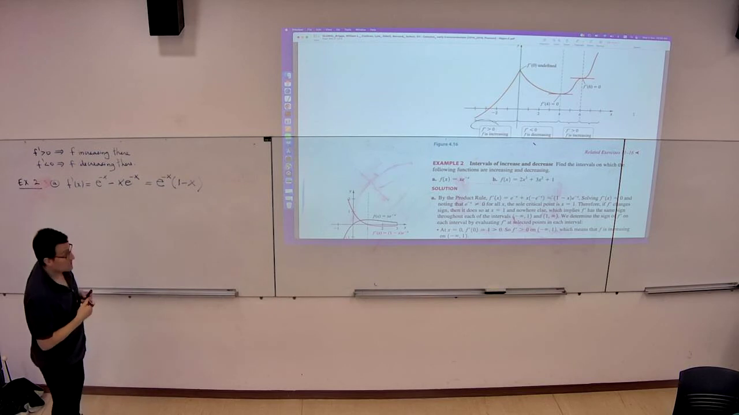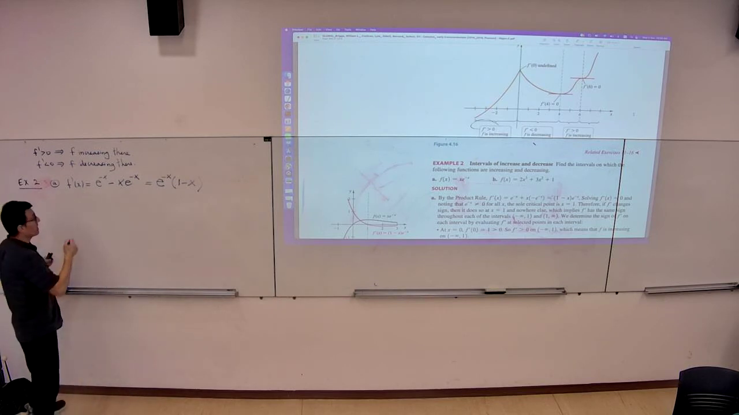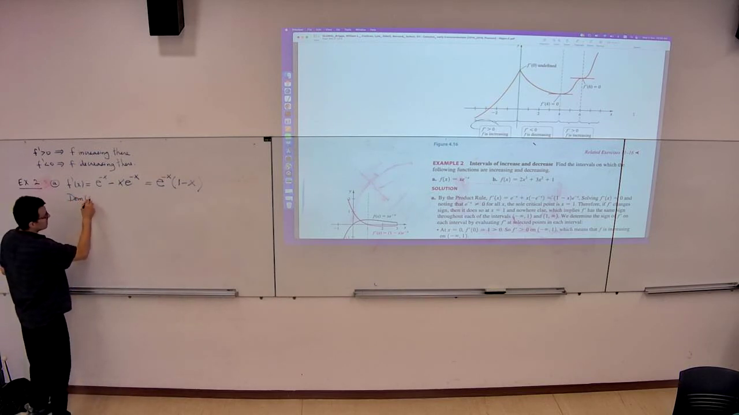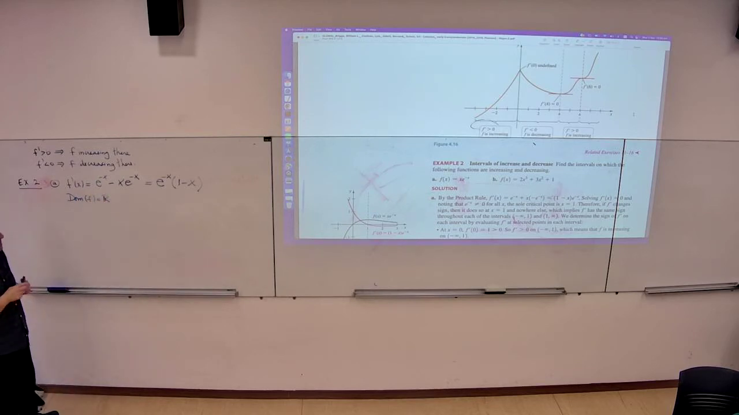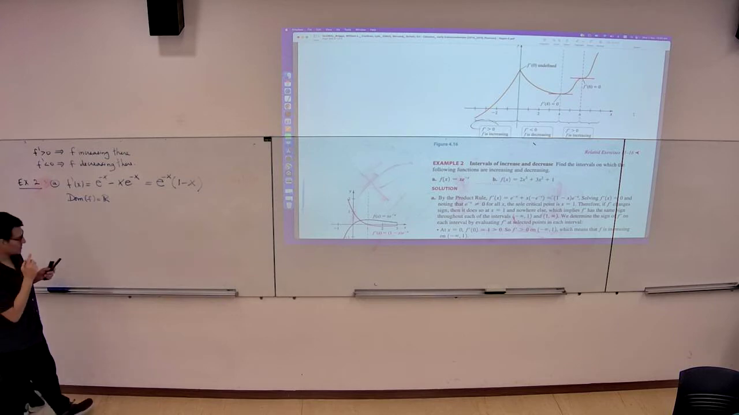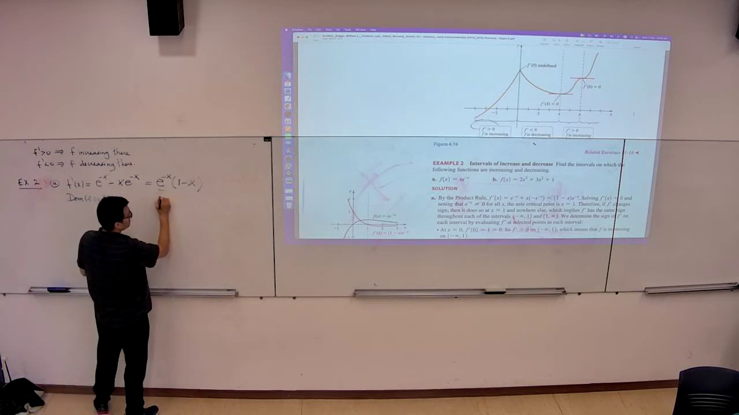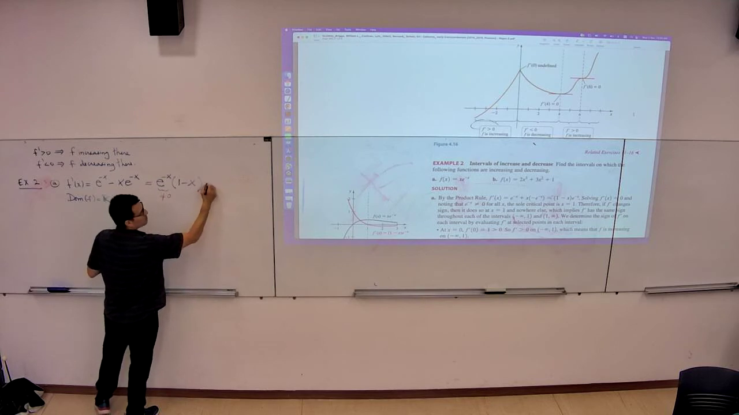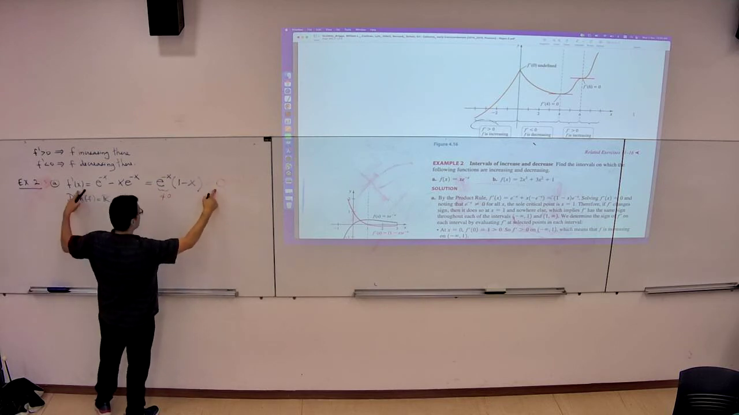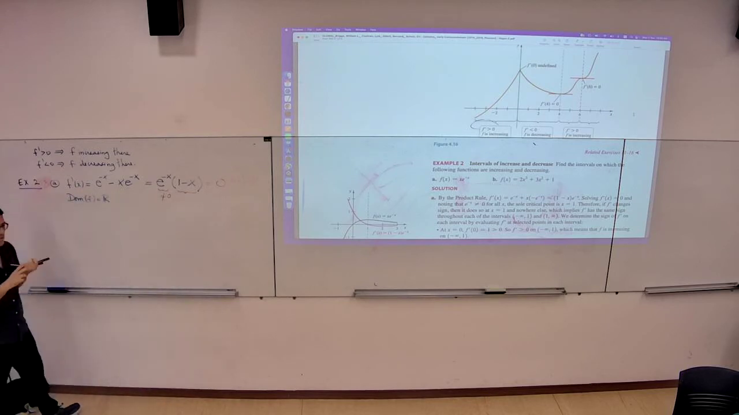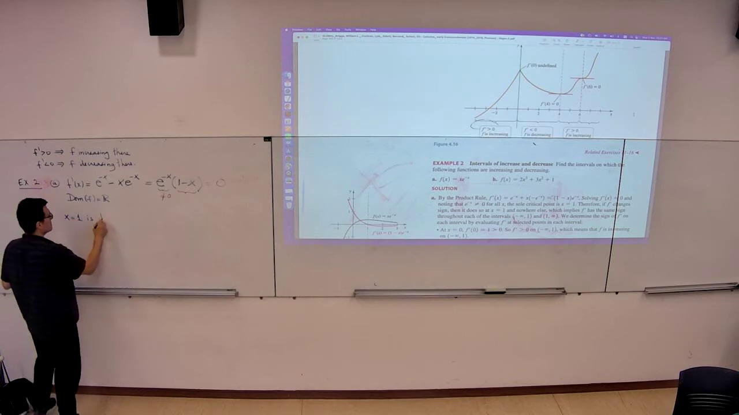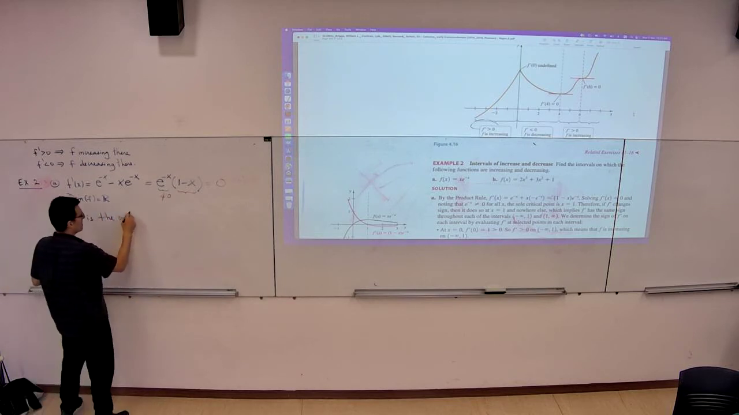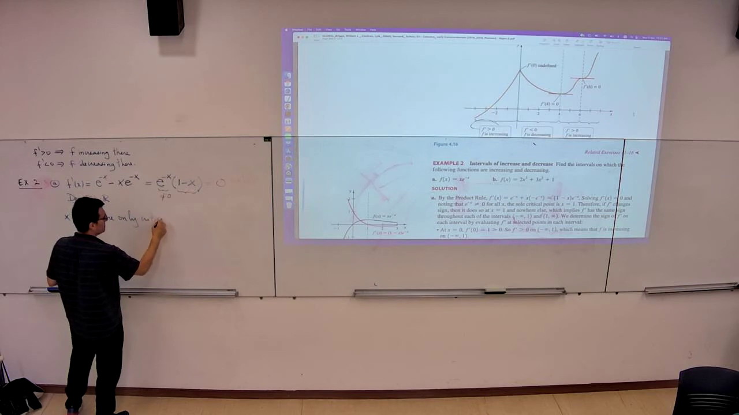Now obviously the domain of this function is the entire real line, minus infinity to positive infinity. And this term down here is never equal to 0. So if we assume that the derivative is 0, it means that 1 minus x is equal to 0, meaning that x equal 1 is the only critical point there, isn't it?